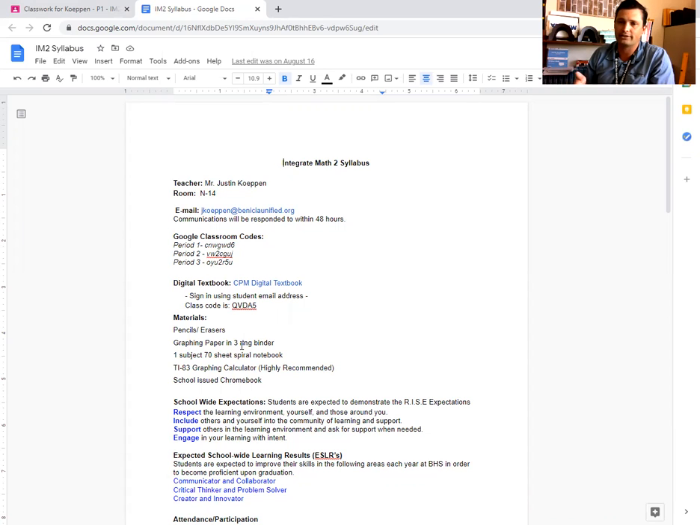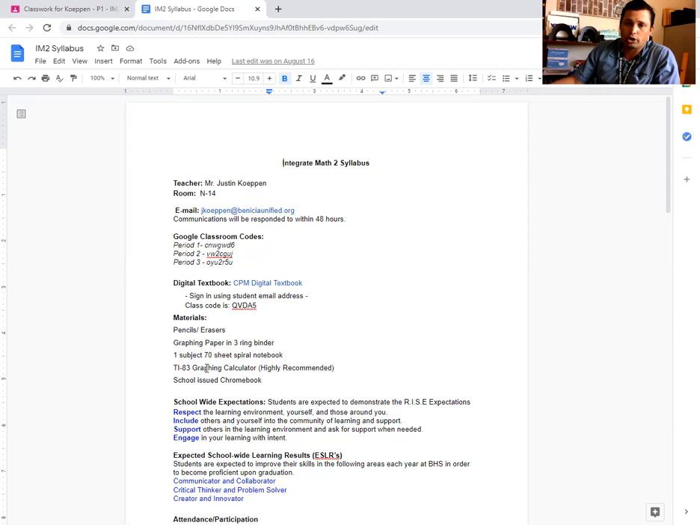The materials, and it looks like the majority of students have already gotten these: pencils, erasers, graphing paper, and a 3-ring binder. This is just for regular classwork. Also a 1-subject, 70-sheet spiral notebook, one that looks like this. It does not need to be anything fancy. 70 pages, college ruled, spiral bound, works just fine. This is their notebook. We put notes in there that they can use on all assignments and on quizzes, the assignments that they do day in and day out. It's just reminder notes on how to do certain math that we're working on.